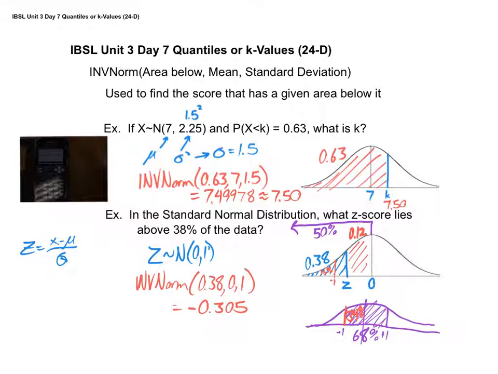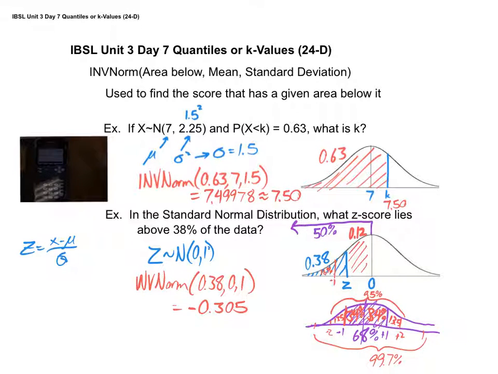Remember what we learned, the 68, and then from -2 to +2, that was 95%. And then from -3 to +3, that was 99.7. Yeah, but like the 0 to 1 is 34, and then 1 to 2 is 34. And then from 68 to 95 is 27%, so 13.5% each side. That messes me up a little bit.